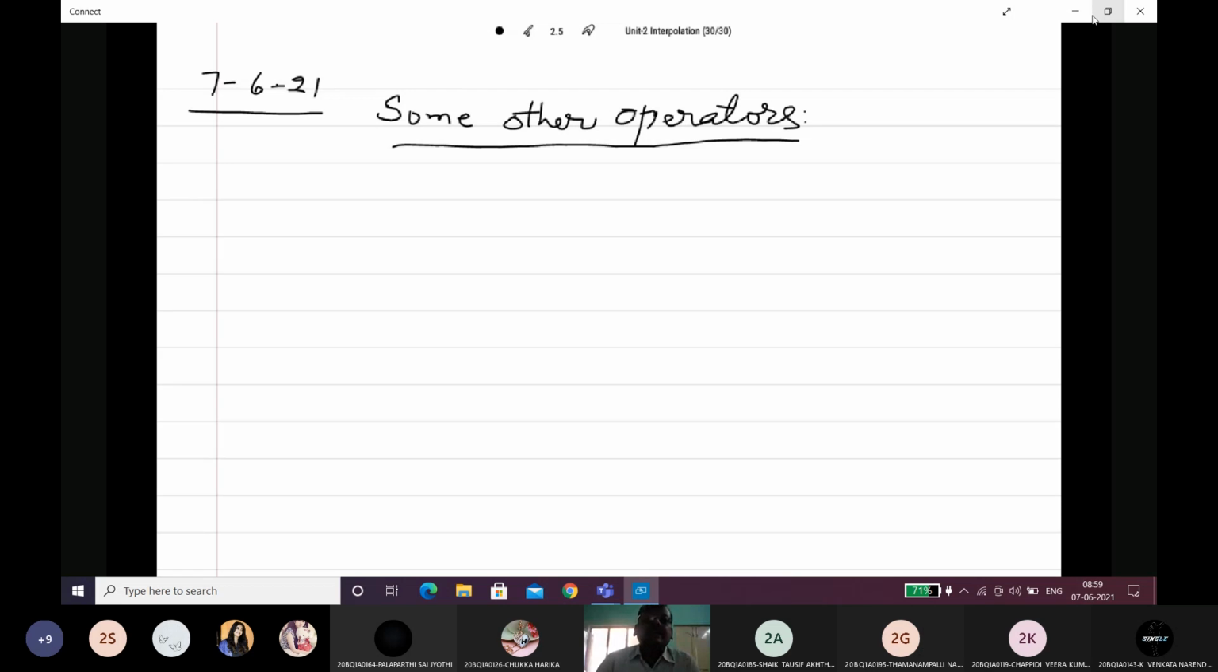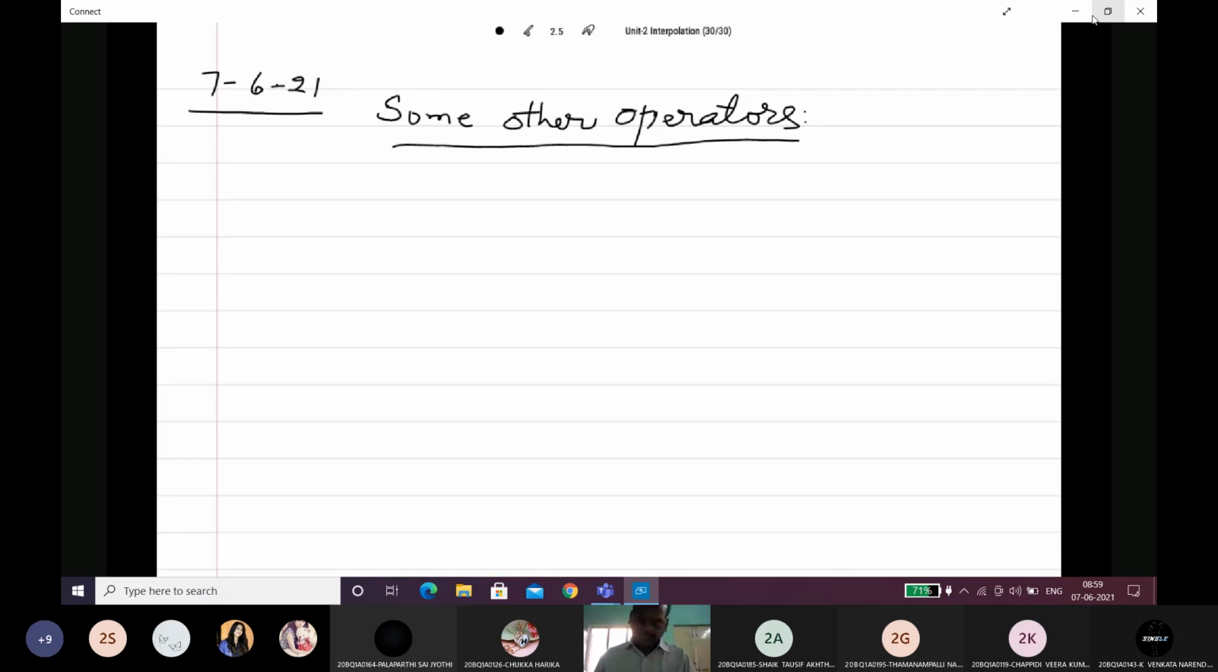Now, in the previous class, we discussed the factorial function and some of the problems that we have done on the missing terms in the given data. Today we are discussing some other operators.